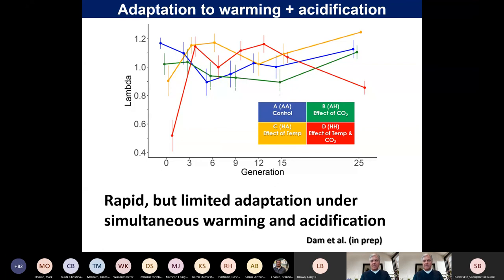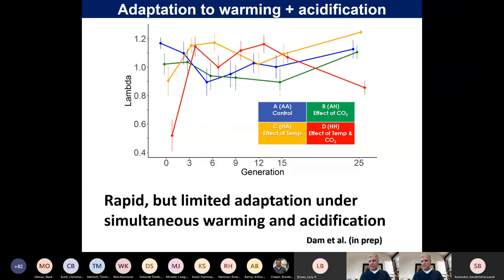But then a rapid increase, so a rapid evolutionary rescue for this population until generation 12, and then again somewhat of a decrease after generation 12. Now, this part of the curve is explained by the increased performance in egg production and hatching success, and this part of the curve is explained by the decreased survivorship after generation 12. But also notice here that we now have an antagonistic effect between warming and acidification, right? It's completely different from what was going on here. So two points come out of this exercise. The first is that we do have rapid but limited adaptation under greenhouse conditions.